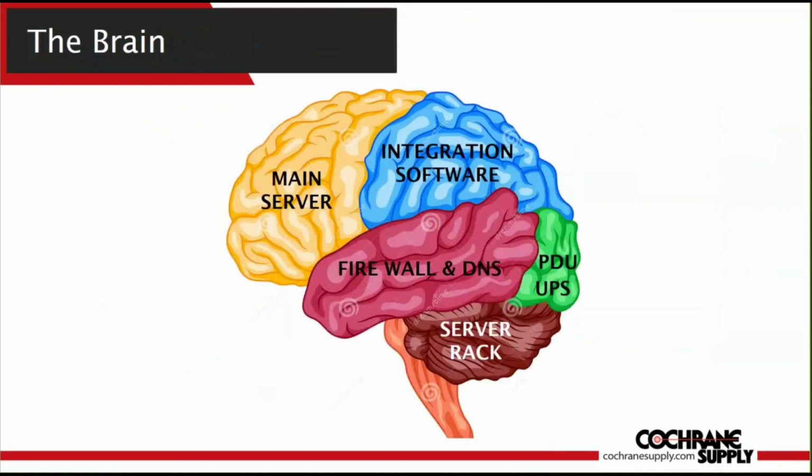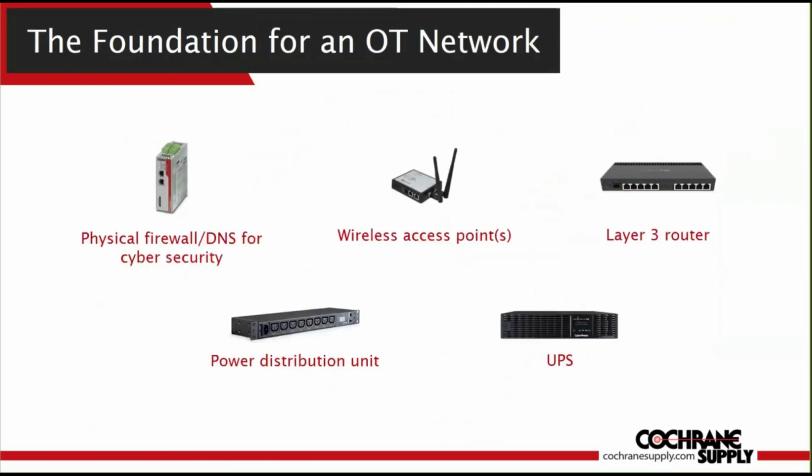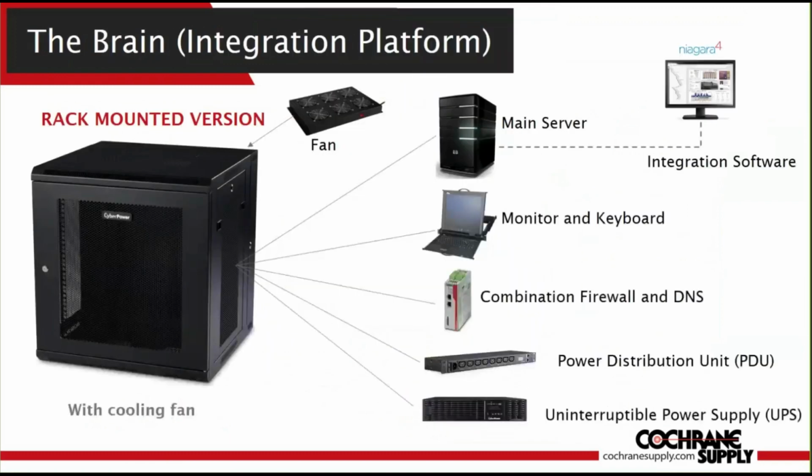Hardware and software. Your main server, integration software, which is our Tritium Niagara, firewall and DNS, our distribution unit, a UPS, and a server rack. All right, so let's go back a couple slides here. So you see all those pieces and parts there are included in the brain. So let's kind of walk through this stuff.